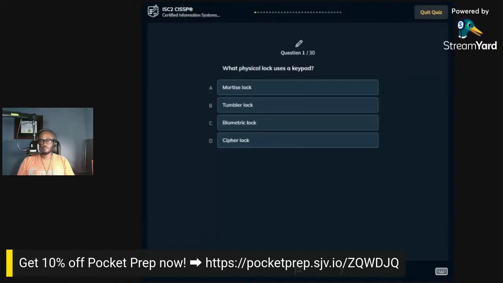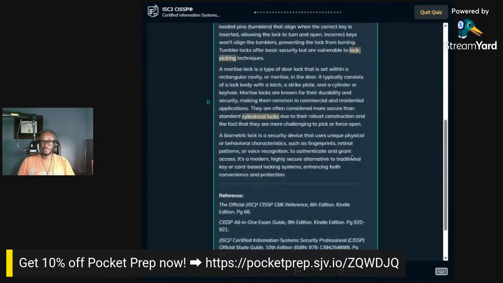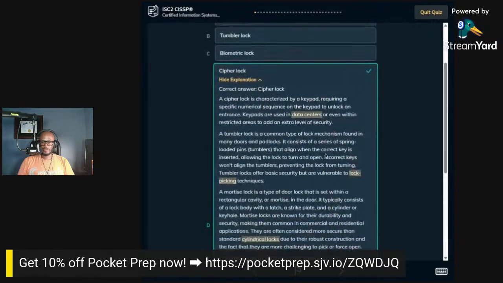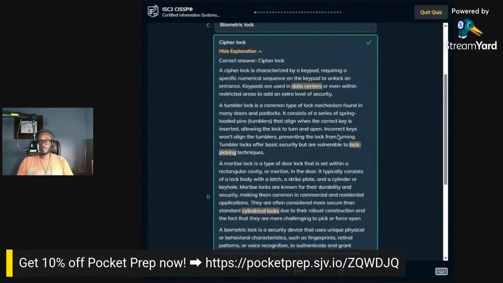So first question: what physical lock uses a keypad? So this should be cipher lock. That's the one that uses a keypad. I guess probably not a great way to explain it, but let's see what they say here. Cipher lock is characterized by a keypad requiring a specific numerical sequence to unlock an entrance. Keypads are used in data centers or even within restricted areas to add an extra level of security.